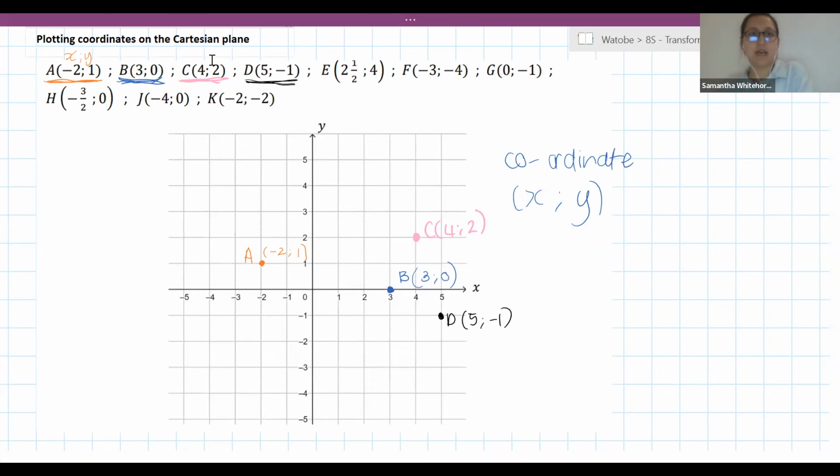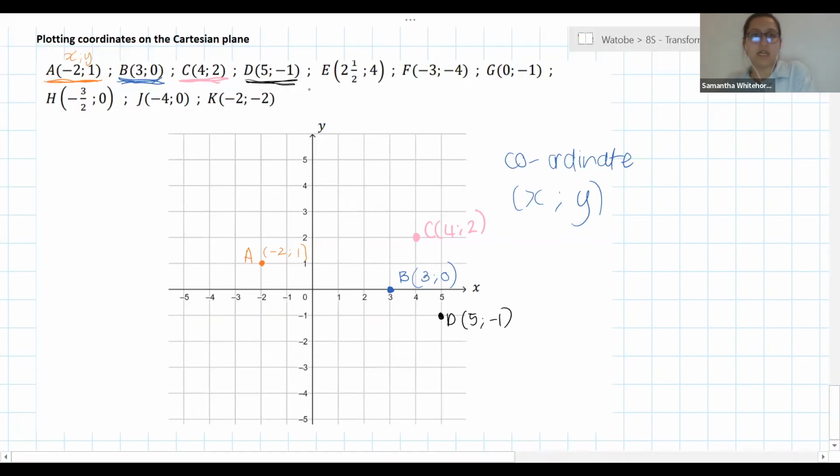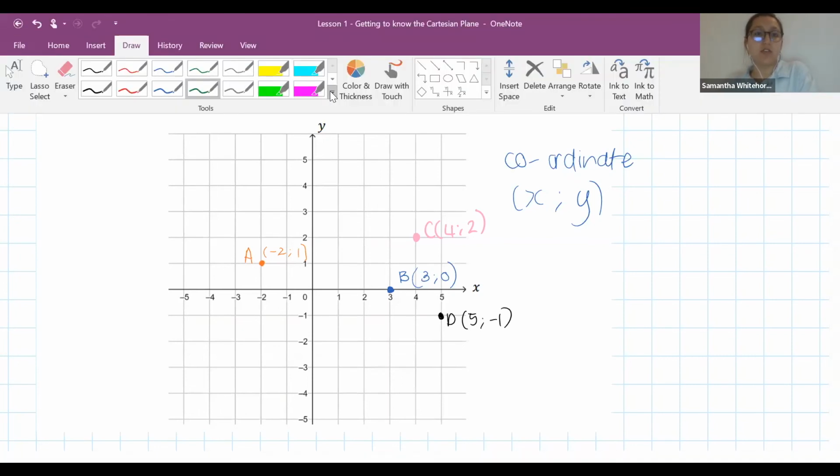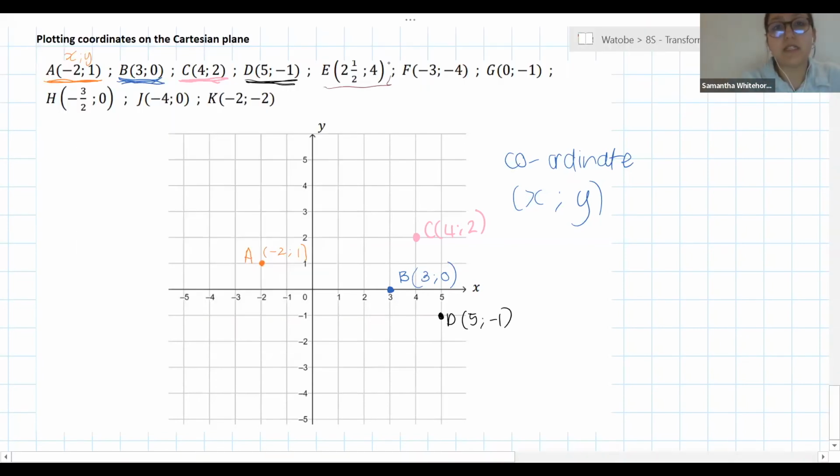Okay, so guys, let's have a look at point E. If you want to raise your hand and try and explain to me how I need to go and plot point E, I have no idea what I'm doing. I want someone to direct me in how I should go about plotting point E. Zalama, tell me.